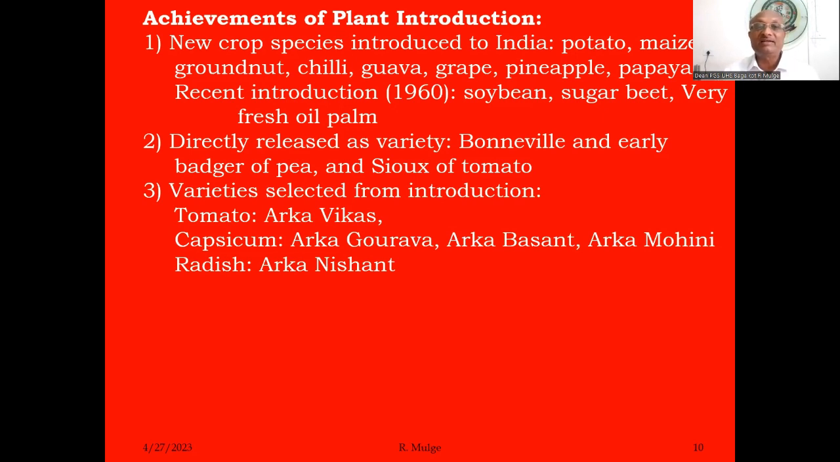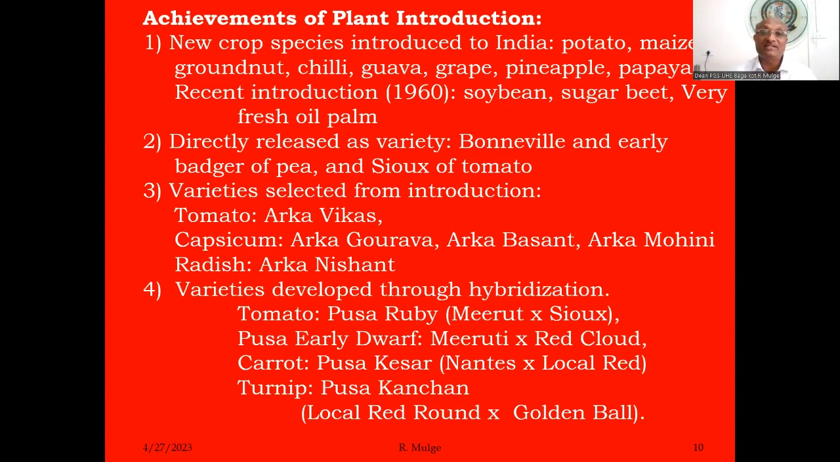And varieties selected from the introduction, like tomato, Arka Vikas; capsicum, Arka Gaurav, Arka Basant, Arka Mohini; then radish, Arka Nishant. Those are selections. Varieties selected from the introduction: introduced material was subjected to selection and these varieties developed. Now varieties, whatever introduced, will be used for hybridization programs and then a new variety.